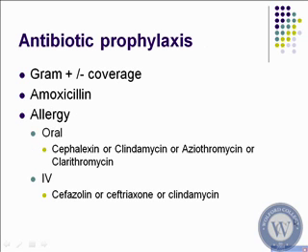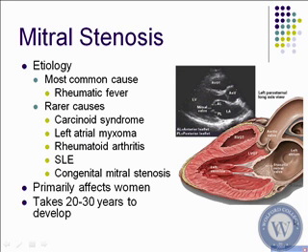We give gram-positive, gram-negative coverage. Typical example is amoxicillin. And if that person is allergic to penicillins, there's a 5% crossover rate with the cephalosporins. But if you think that the patient has tolerated them before, you can give them cephalexin or cefazolin IV. Or you can use the secondary agents, avoiding the cephalosporins completely, which is clindamycin or azithromycin or clarithromycin. Those are the ones that we tend to use when you have patients that are allergic.